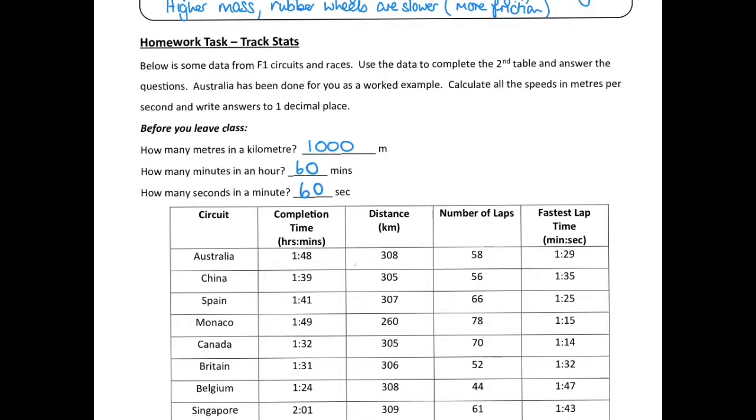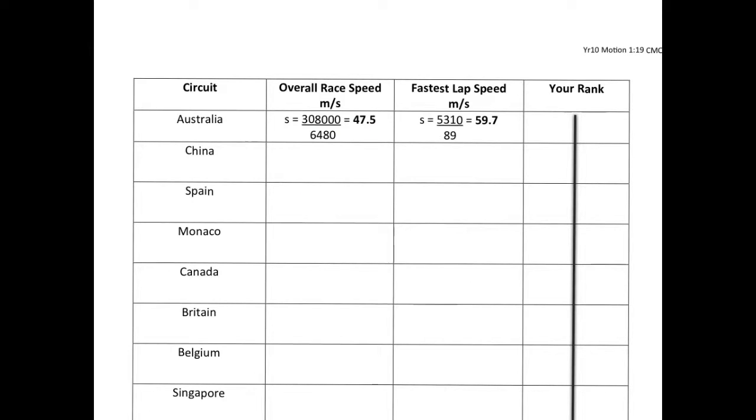Okay, so what we are asked, if we flip over the page, is to find out the overall race speed and the fastest lap speed, both in meters per second. So what we should find is that this speed here is lower than this speed here. And then we're going to rank the fastest to the slowest overall race speed and the fastest to the slowest lap speeds. They actually put a line down the middle of this final column so you can do two rankings, because it's not necessarily the same. The fastest lap is not necessarily the fastest overall race.